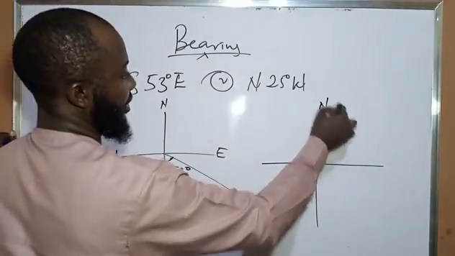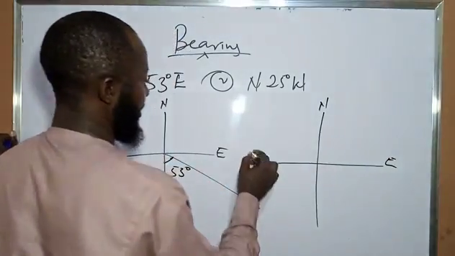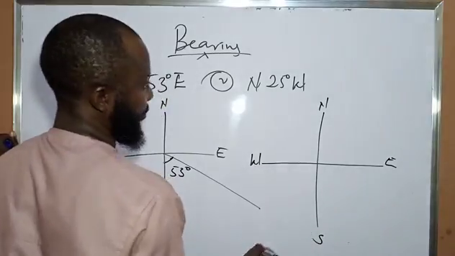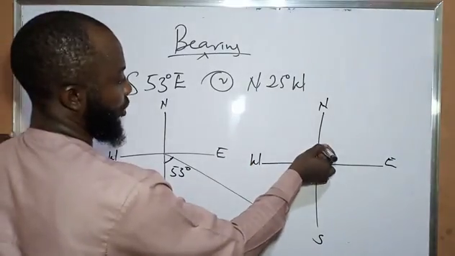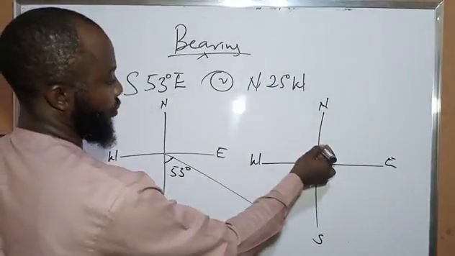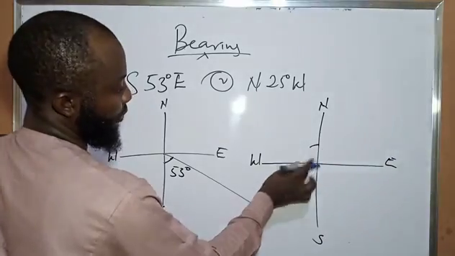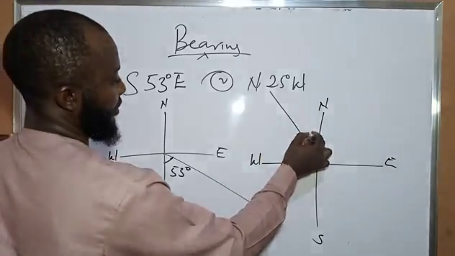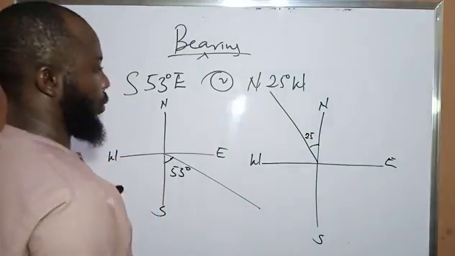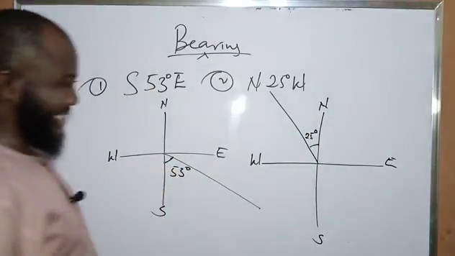So this is the north, this is the east, this is the west, and this is the south. So we are moving towards the west, from the north pole towards the west, 25 degrees. 25 degrees will not be up to half of this, so it will go this way. So that is 25 degrees west. I hope this is clear.